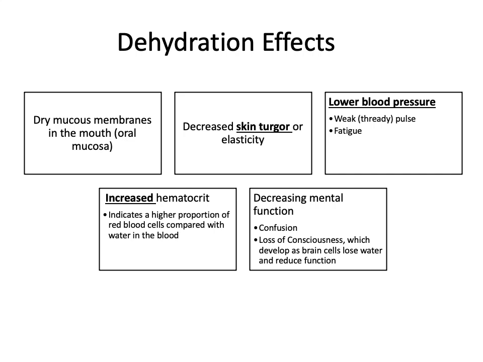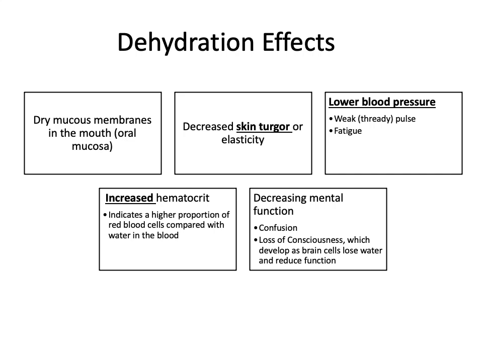We'll also see increases in our hematocrit values, and what a hematocrit value looks at is found on our complete blood count, just like where hemoglobin is found. The hematocrit indicates that there's a higher proportion of red blood cells compared to the fluid in the blood or the water in the blood. So if hematocrit increases, that tells me that the fluid concentration in our body is decreased.